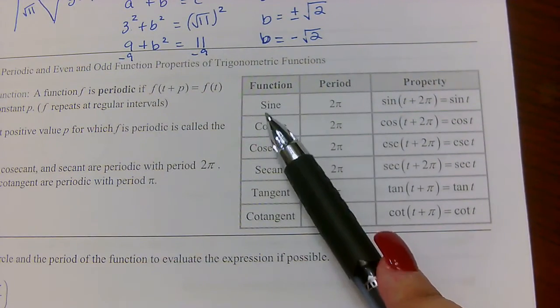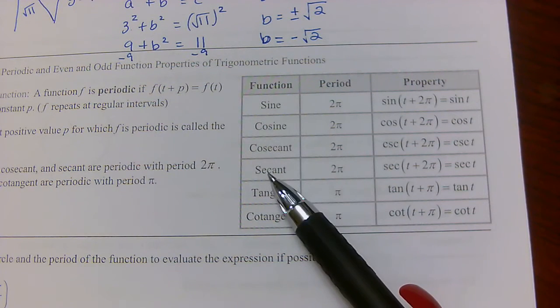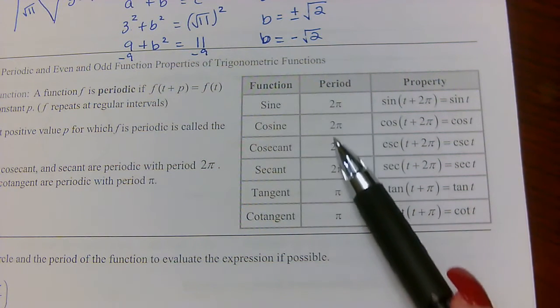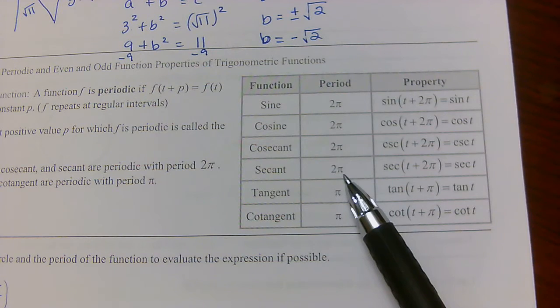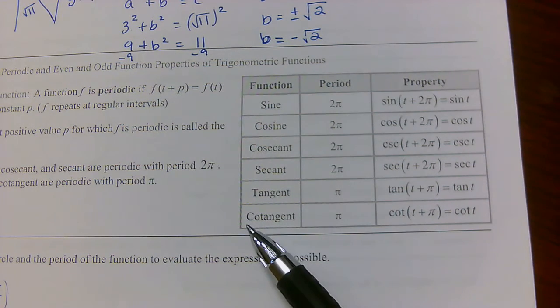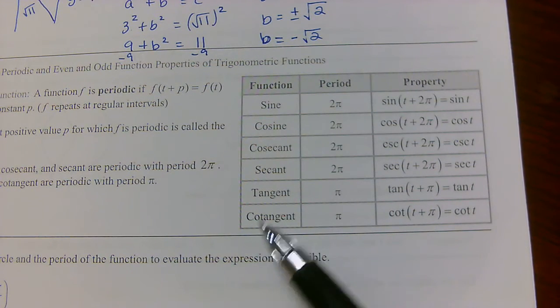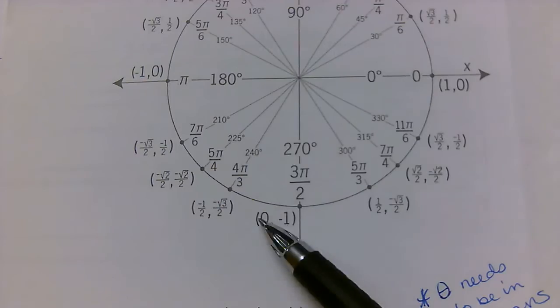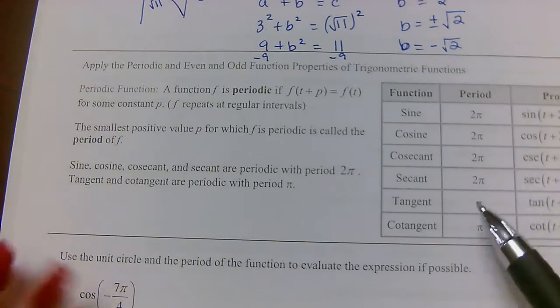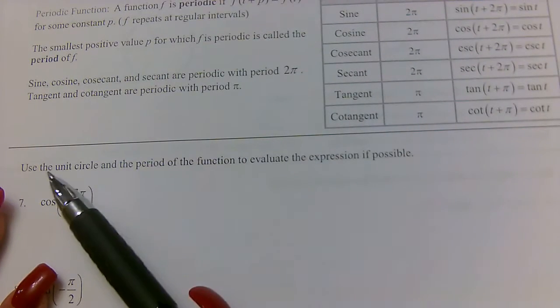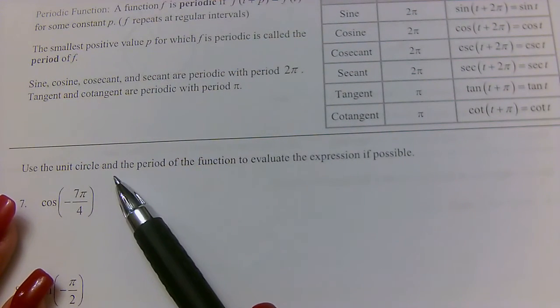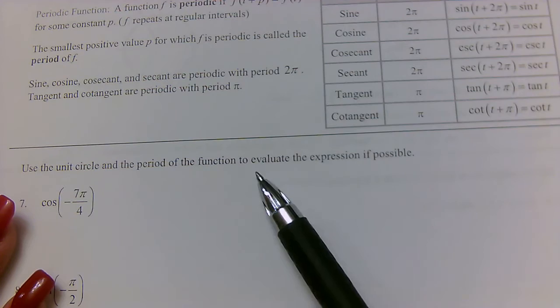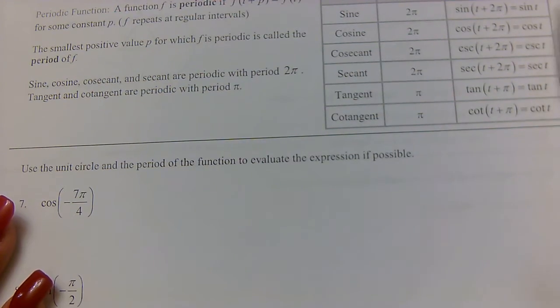So sine, cosine, cosecant, and secant all have a period of 2 pi. When we come to tangent and cotangent, the period is only pi. I'm going to explain why the periods are like that for tangent and cotangent more in the next section. But let's go ahead and do this one. It says use the unit circle and the period of the function to evaluate the expression if possible.